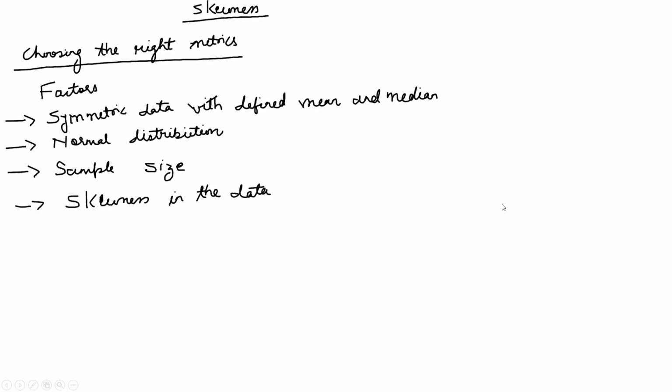Next is how to choose the right metric. Whenever we talk about symmetric data with a defined mean and median, we should go with the Pearson coefficient. When the data is normally distributed, you can go with the Fisher skewness. When there is a smaller sample size, where the sample bias needs to be minimized, you can go with the adjusted Fisher-Pearson skewness. And if the data is skewed or outliers are present, in that case you can go with Bowley's and Kelly's skewness methods.